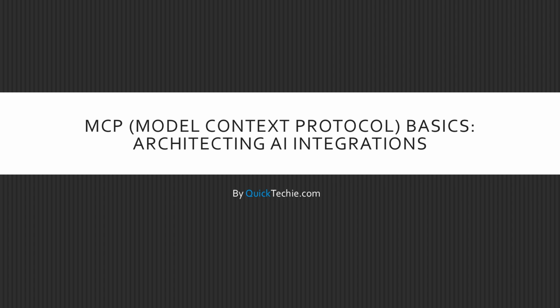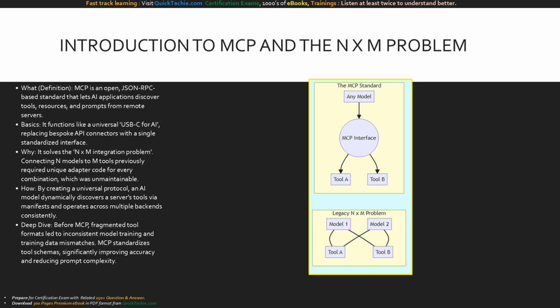Let's get started. Welcome, team. Today we tackle the Model Context Protocol, universally known as MCP. What exactly is it? MCP is an open, JSON RPC-based standard that allows AI applications to discover tools, resources, and prompts from external servers. In terms of basics, think of MCP as the USB-C for AI.